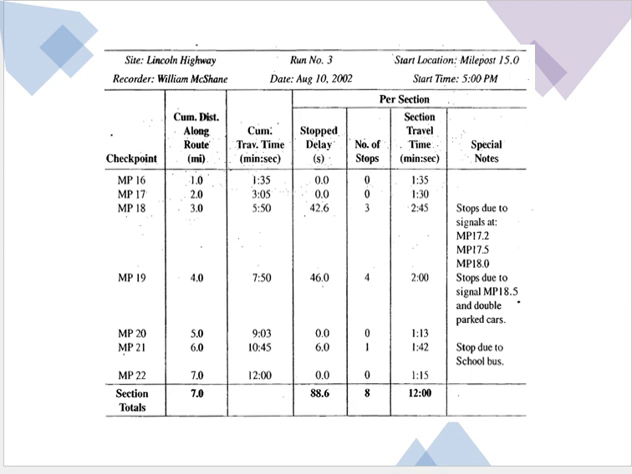Okay, now what are they giving us? The distance, cumulative distance, cumulative travel time, how much delay because of stopping, how many times the car stopped, travel time for each section. So this is cumulative and this is for each section. Okay, and any special notes which you want to mention with your observation.